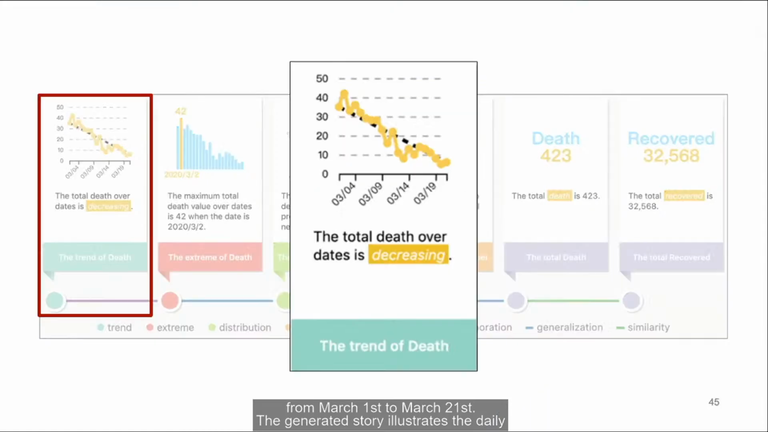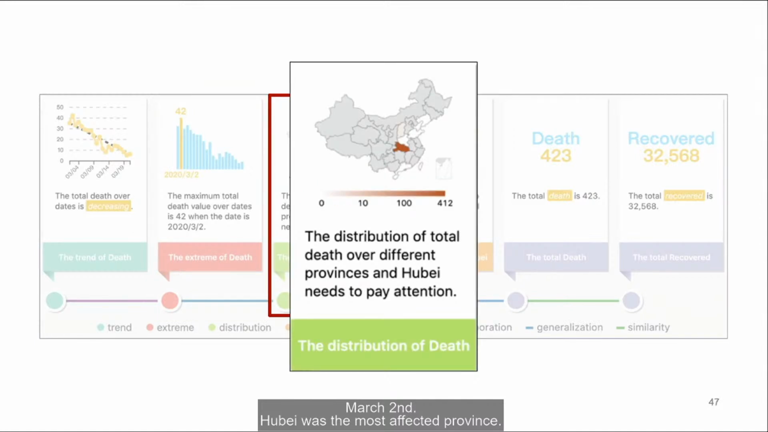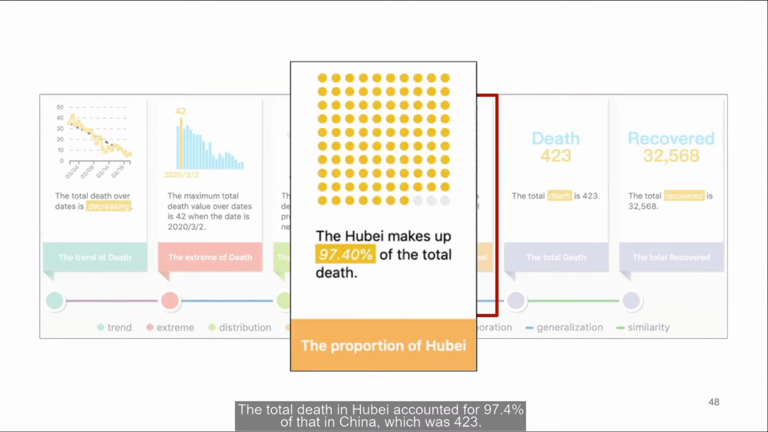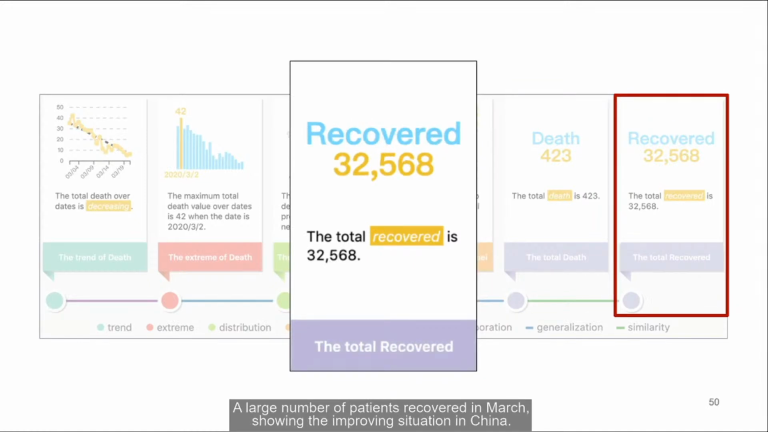The generated story illustrates the daily mortality in China decreased in March, and the largest number was 42, which occurred on March 2nd. Hubei was the most affected province. The total deaths in Hubei accounted for 97.4% of that in China, which was 423. A large number of patients recovered in March, showing the improving situation in China.